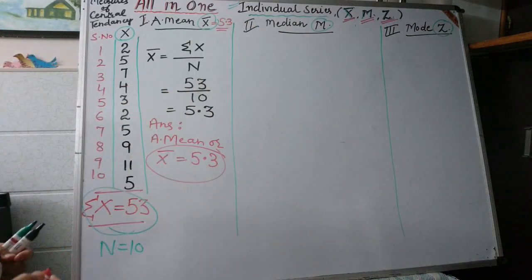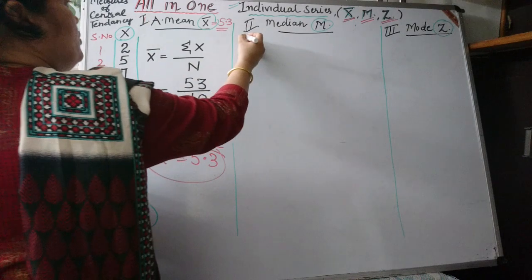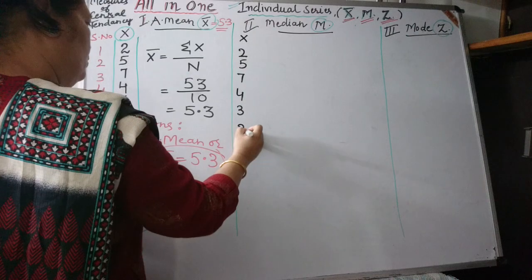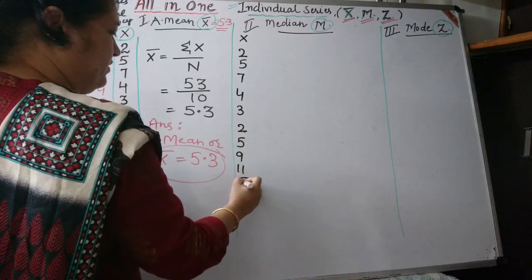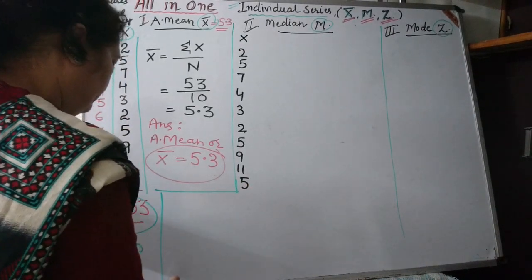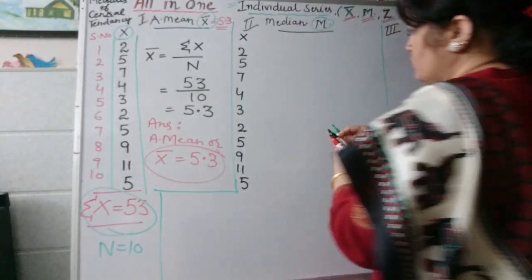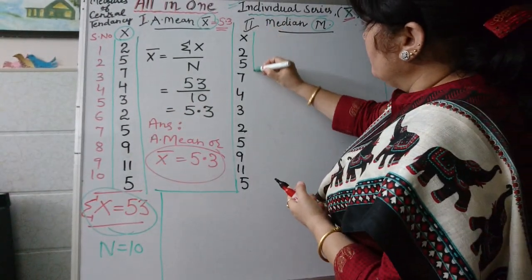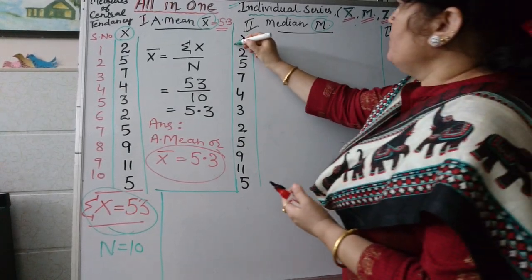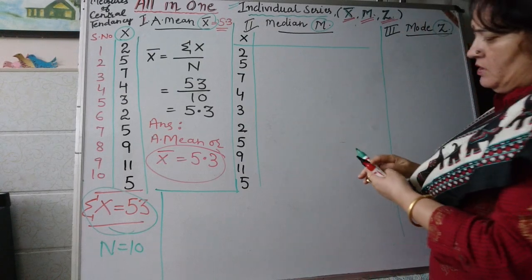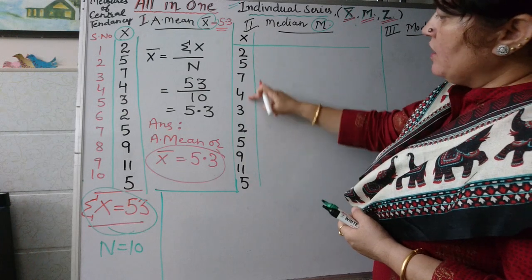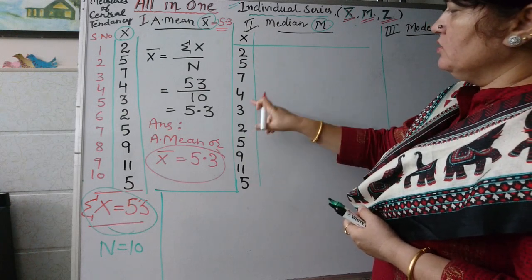Next we have to calculate the value of median. So values of x same: 2, 5, 7, 4, 3, 2, 5, 9, 11 and 5 is given. So here the values of x are given. The first and foremost step for the calculation of median is to check whether the values are given in ascending or descending order. So values are not given in either ascending order or descending order.